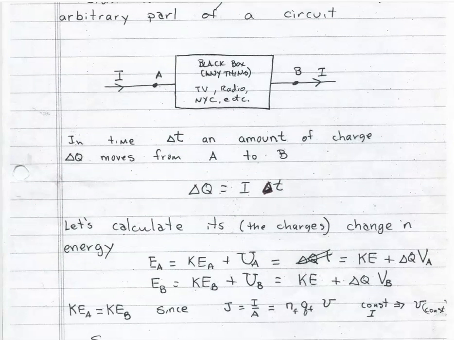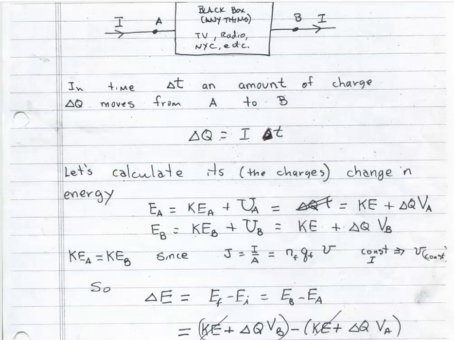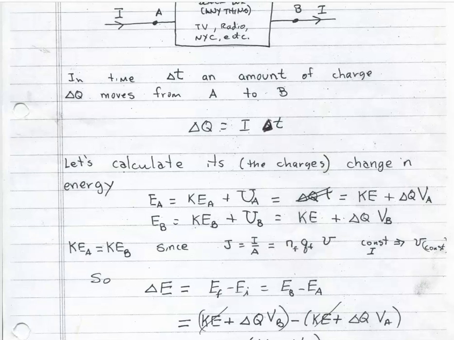And so let's look at that. And I want to focus first on the charge that moves through. I know that in time delta t, an amount of charge delta q moves in and a delta q moves out. So in effect, I've got a delta q that goes from A to B. And if I know the current, I assume I've measured that, and I know the time delta t, then I can get that amount of charge. It's just I times delta t.